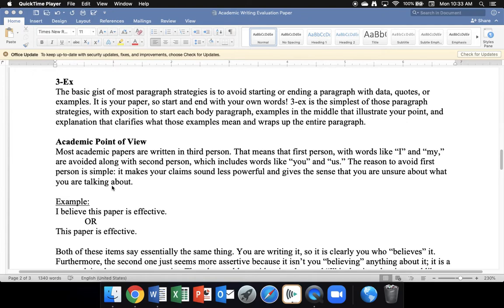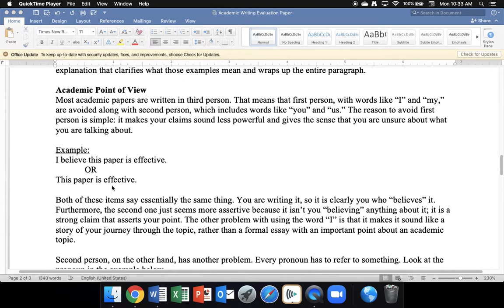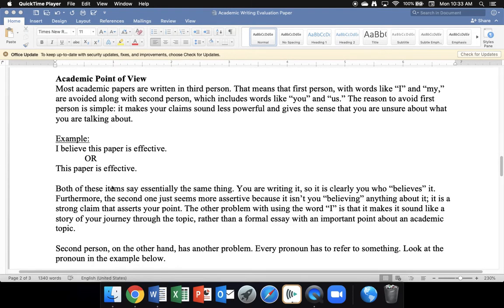As far as academic point of view goes, the vast majority of academic papers are expected to be written in third person, including this first essay. That means that first person with words like I and my are avoided, along with second person, which includes words like you and us. The reason to avoid the first person is simple. It makes your claims sound less powerful and gives a sense you are unsure about what you're talking about.